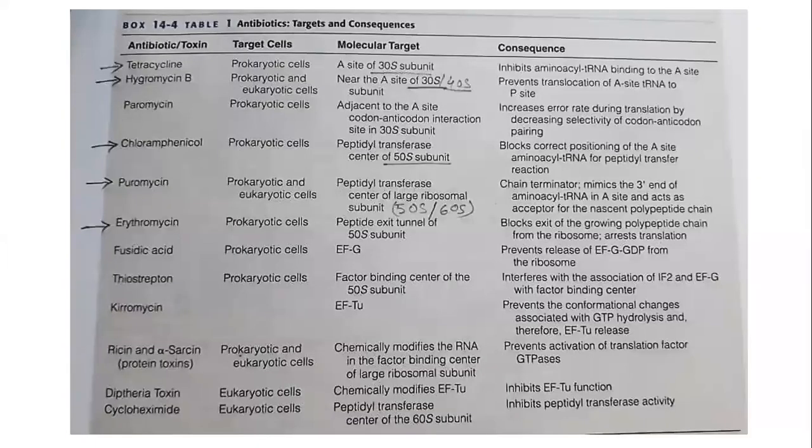Basically, there are some proteins or some antibiotic toxins. These are essential for this type of truncated polypeptide formation, and this is very important for your MCQ question that may be asked, about the role and their target site or the molecular location where they bind.